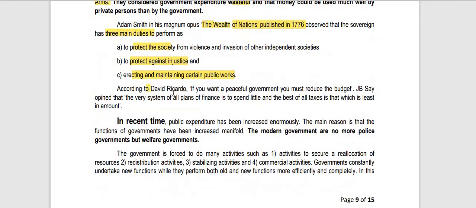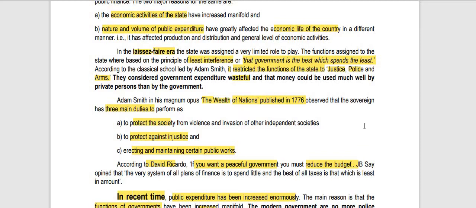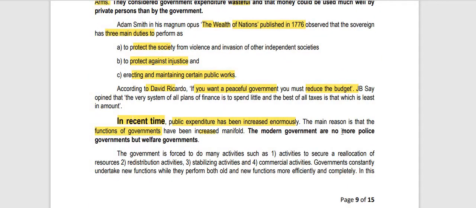So, ingon si David Ricardo na if you want a peaceful government, dapat i-reduce daw ang budget. But remember, in recent times, dili na siya applicable because public expenditure has enormously increased. And considering that our public expenditure has increased, the functions of the government have also increased. So the modern government compared to the past laissez-faire: karon, the modern governments are no more police. Dili lang sila police government, but they are more considered as welfare governments.